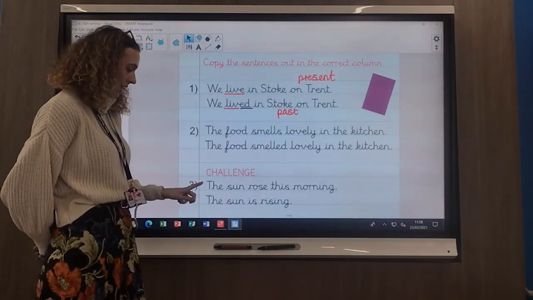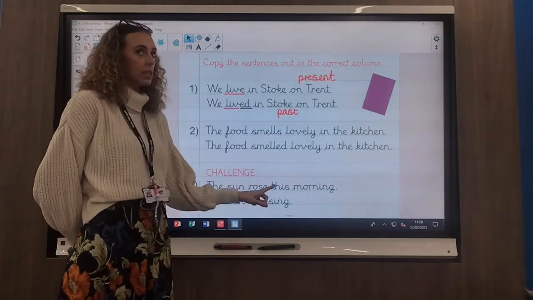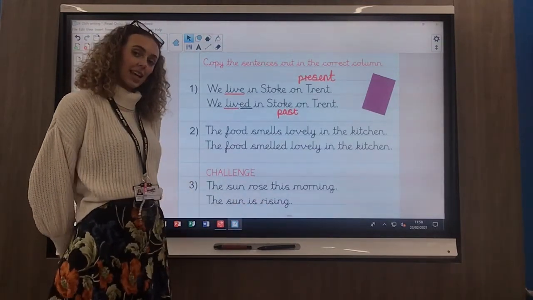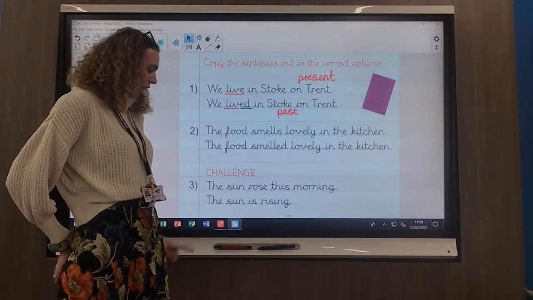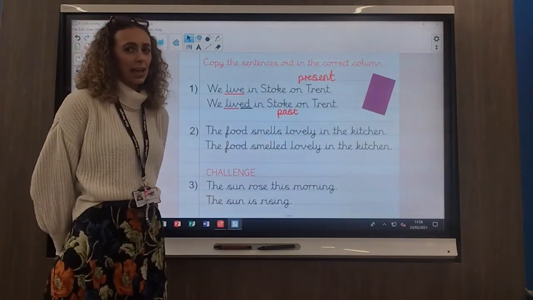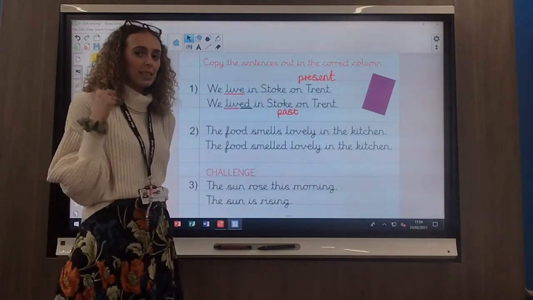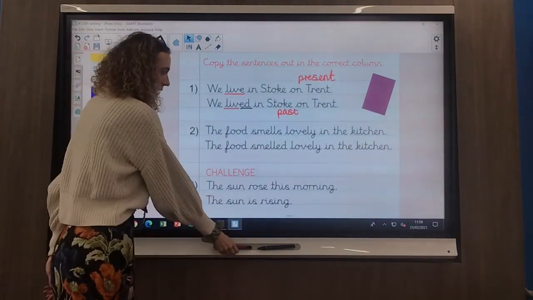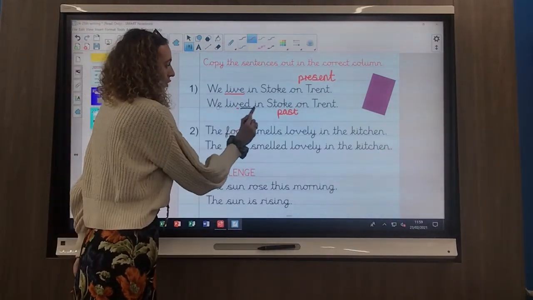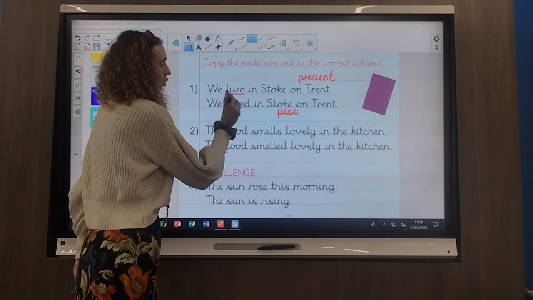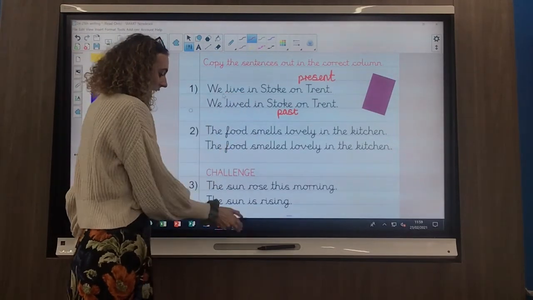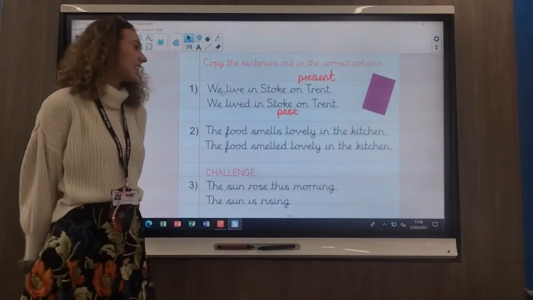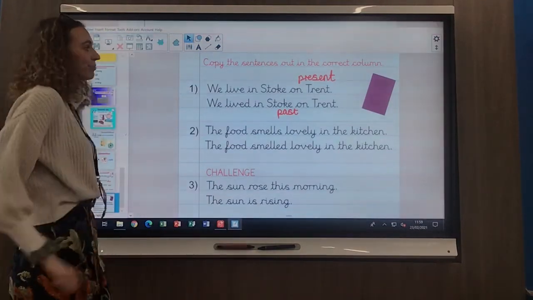So number 3 says, the sun rose this morning. The sun is rising. Rose and rising don't sound like each other, so I wonder which one's the past tense, has already happened, and which one is the present tense. So now it's your turn to write these in your book, year 3. I'm looking forward to seeing your sentences written out in your neatest handwriting.